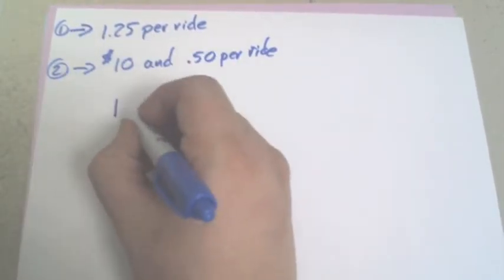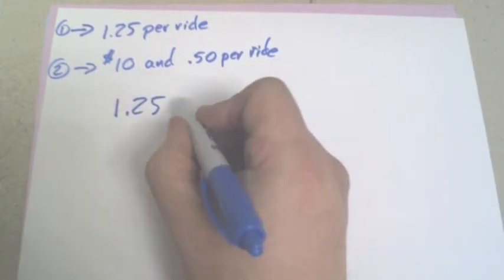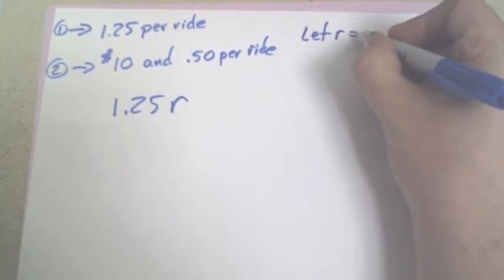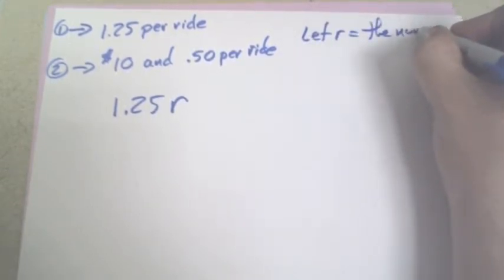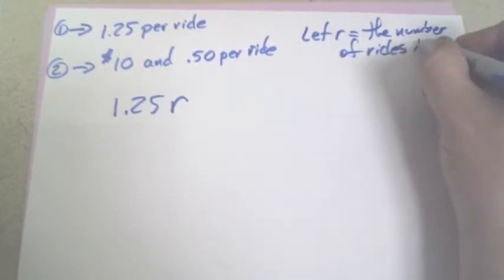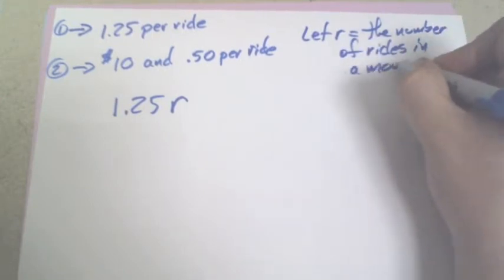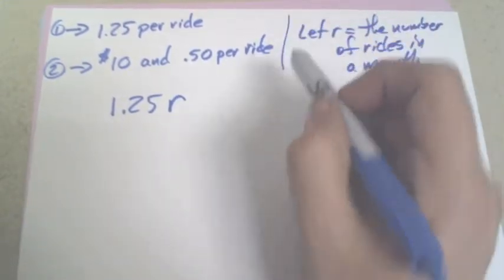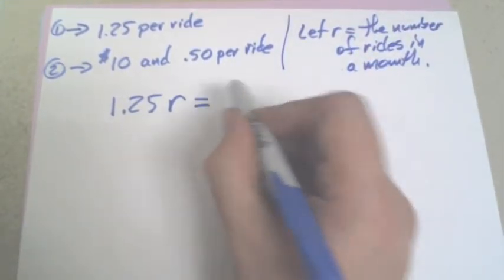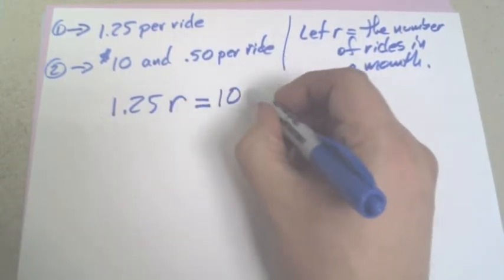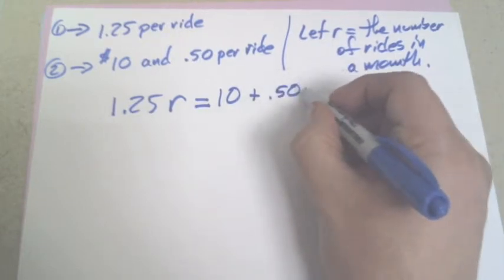So we want to know when these are the same. If you're paying per ride, you're going to pay $1.25 for every ride. I'm going to use R for the number of rides. It's always good to say that. Let R equal the number of rides in a month. It's a good tip, by the way. If you don't know exactly what your variable stands for, figure out what your variable stands for. You can't write an equation without knowing what it means. So when is $1.25R, per ride, the same as $10 plus 50 cents per ride?